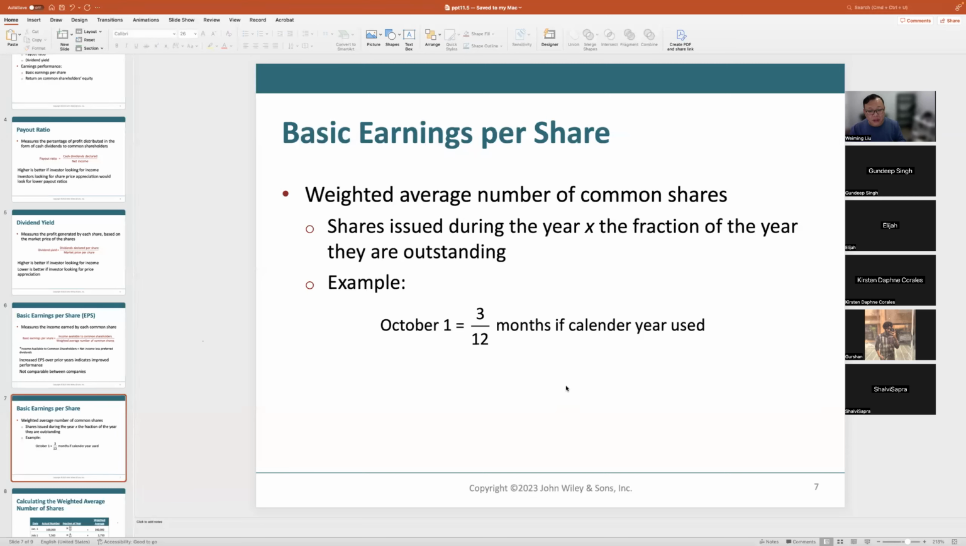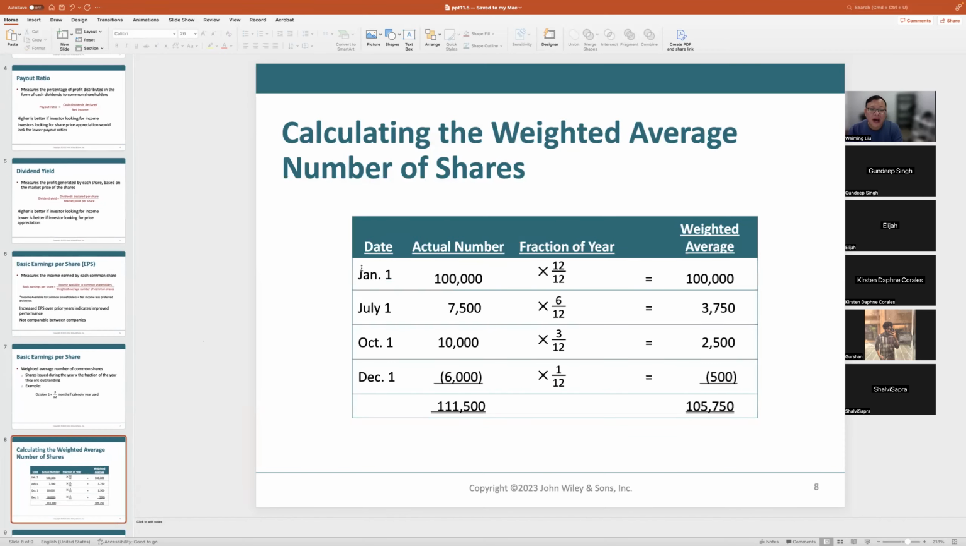Now let's take a look at the calculation. On January 1st, you have 100,000 shares. Of course you owned them for the whole year, so the weight would be 12 out of 12, 100%, the fraction of the year. You own these 100,000 shares from January 1st until the end of the year, so you hold them for the whole year. So that weight will be 100%.